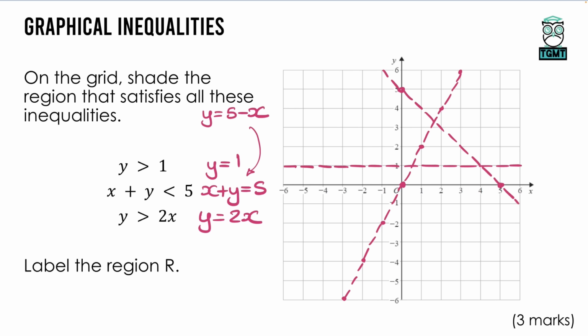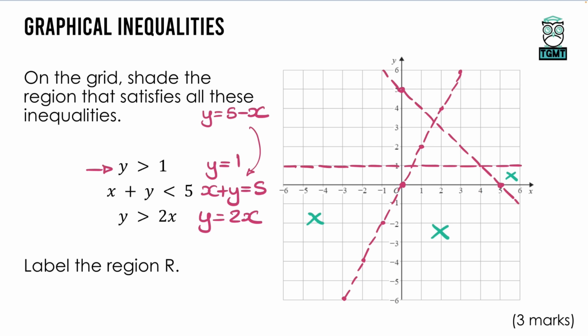However, we know from the first one, y has got to be bigger than 1. Now if I put a cross in some of the regions that we know it now can't be, so bigger than 1 means it has to be above that line y equals 1. So it can't be this little region here, it can't be this region, and it can't be this region.